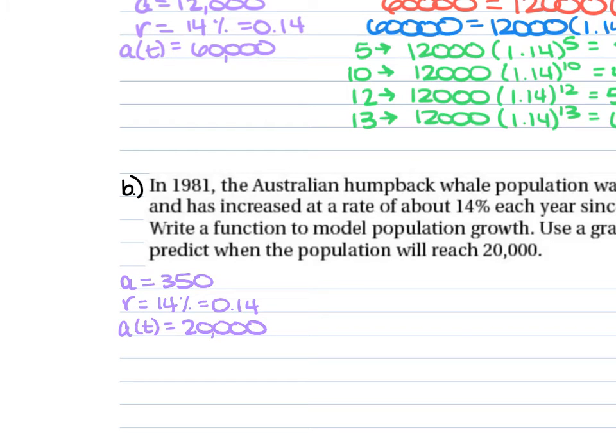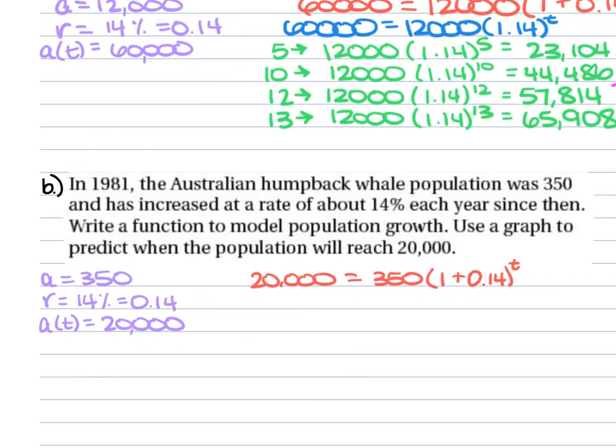So we're going to plug this into our formula. 20,000 is equal to our starting amount of 350 times 1 plus our rate, since it's an increase, so that's 0.14, to the power of t. We're going to simplify this down even further. So 20,000 is equal to 350 times 1 plus the 0.14, which is 1.14, to the power of t.